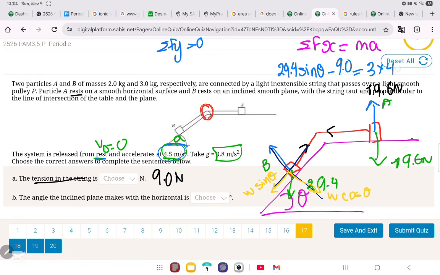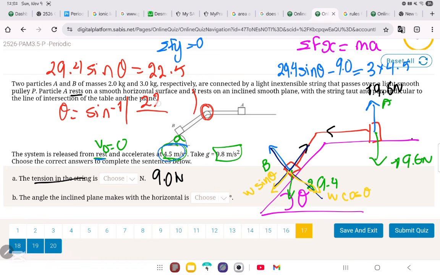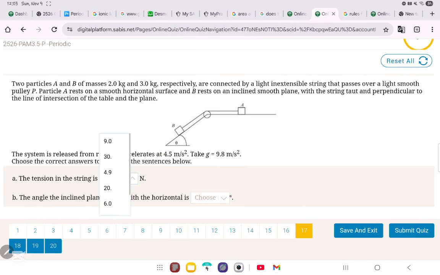So after solving, you will get that 3 times 4.5 is 13.5. Then move minus 9 to the other side. It becomes 13.5 plus 9, which is 22.5. So 29.4 sine theta equals 22.5. Theta equals sine inverse 22.5 over 29.4. So shift sine 22.5 over 29.4. That will give us an answer of 49.9, which is approximately 50 degrees. So 9.0 and 49.9, which was not 30. Where am I looking? 50 degrees.